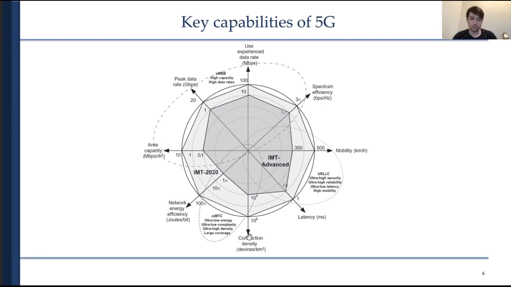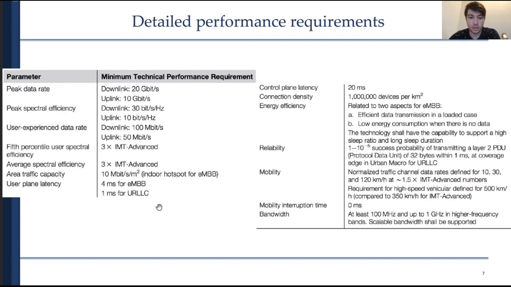Connection density should be increased by an order of magnitude. Network energy efficiency should be increased by 100 times, which means that we hope that battery lifetime would be 100 times larger, which is of course a very strict requirement. And also the area capacity should grow. For more details, you can check this table, so you can press pause and check out the exact technical requirements for the 5G system.